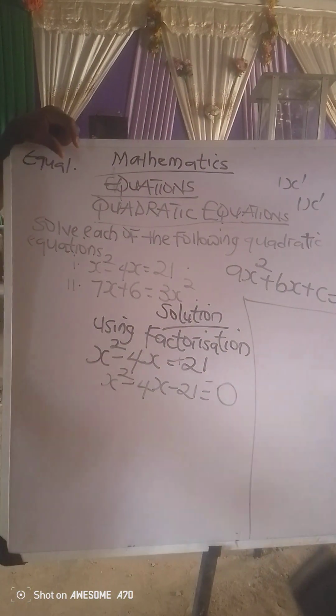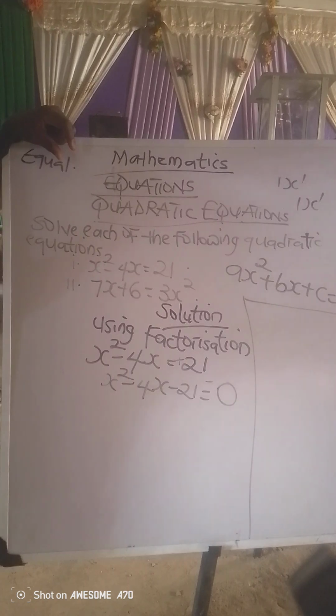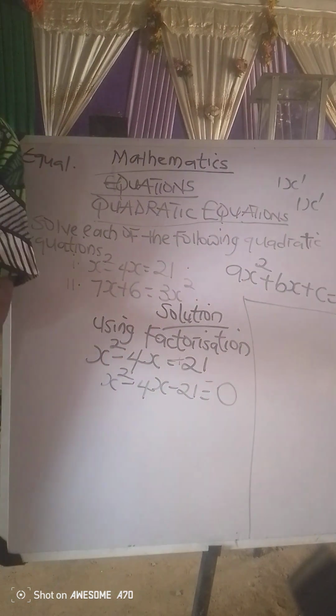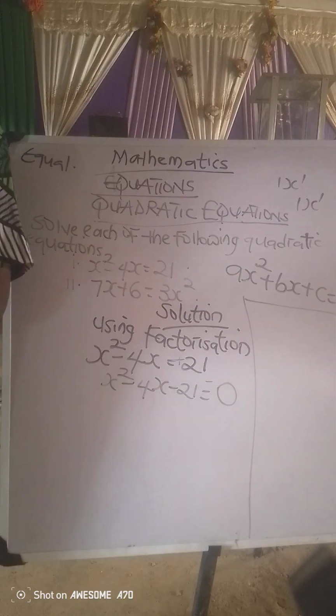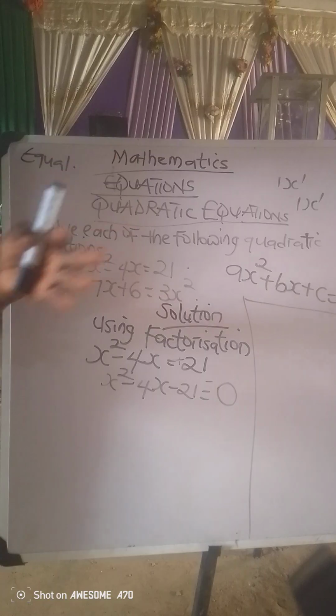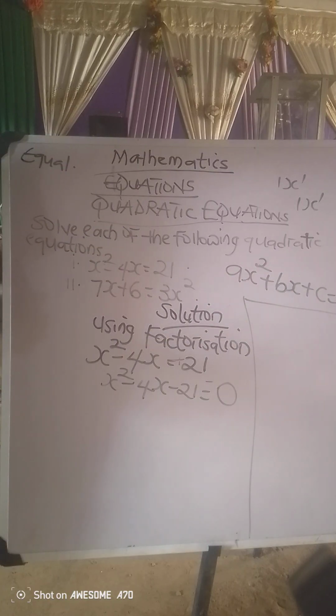Now, why do we call this factorization method? The word factorization is coming from the word factors. It's coming from the word what? Factors. Now, what are factors? We have factors, we have multiples. What are factors?